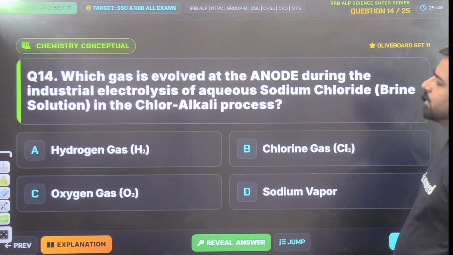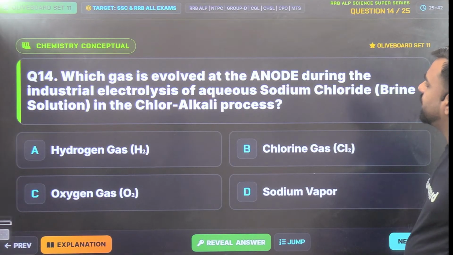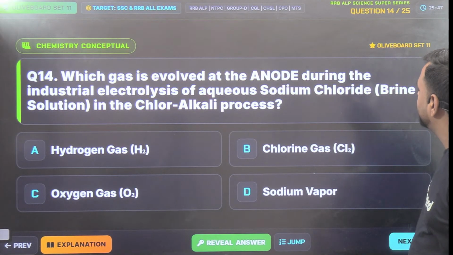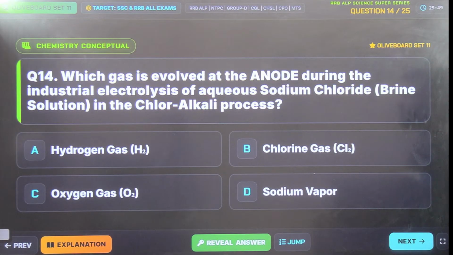Next, which gas is evolved at the anode during industrial electrolysis of aqueous sodium chloride, that is brine solution, in the chlor-alkali process? Is it hydrogen gas, chlorine gas, oxygen, or sodium vapor? So you have four options. Tell me what should be the correct answer. Hydrogen, chlorine, oxygen, or sodium? Answer please.